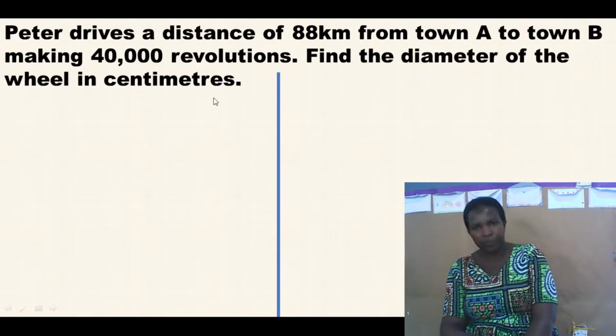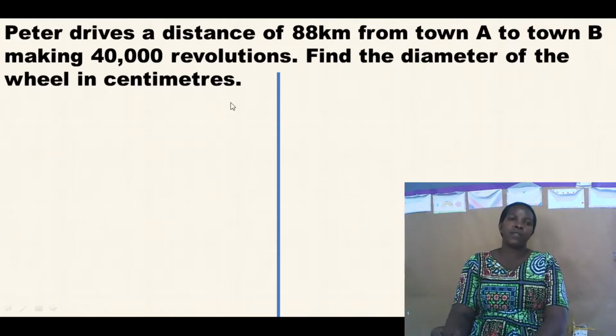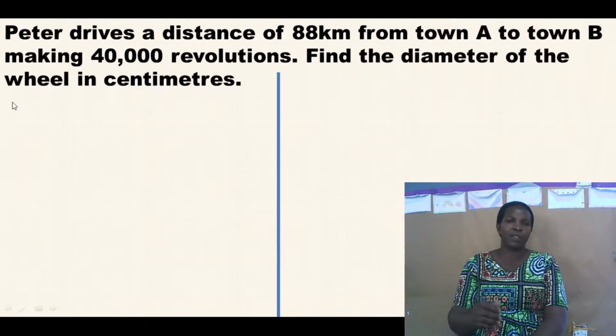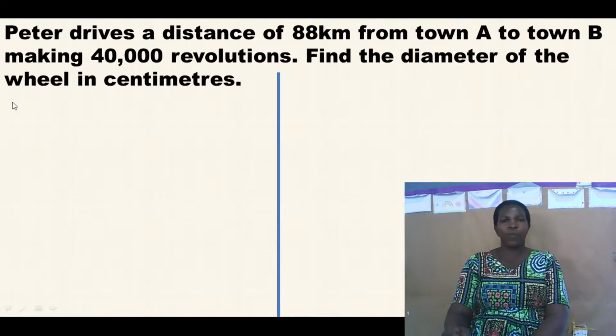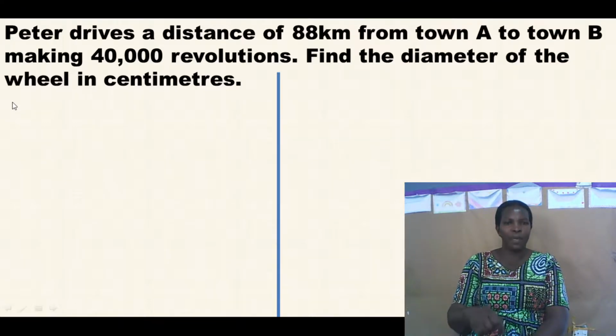My dear boys and girls, as you look at example 3, the distance between town A and town B has been given as 88 kilometers. And the revolutions that were made were 40,000. And the question requires you to look for the diameter of the wheel in centimeters.